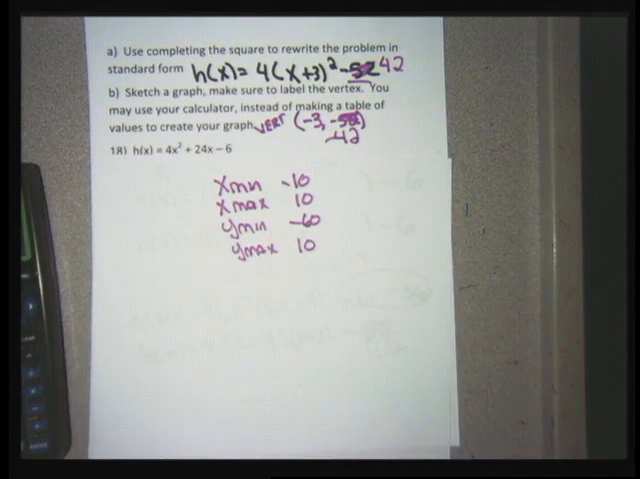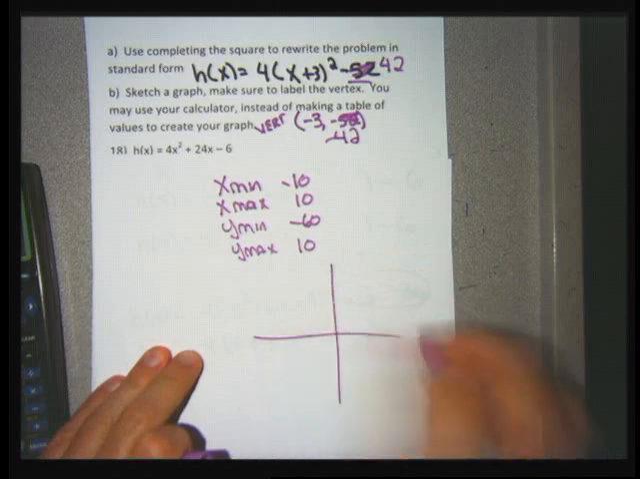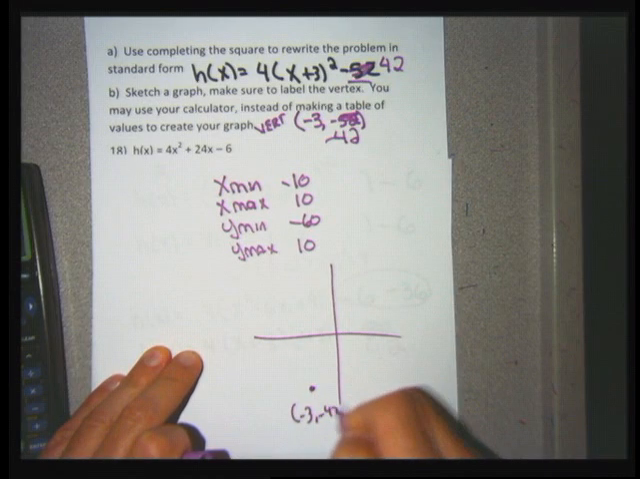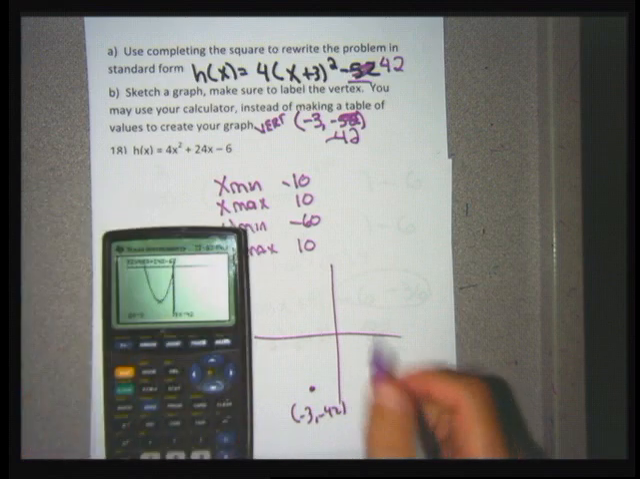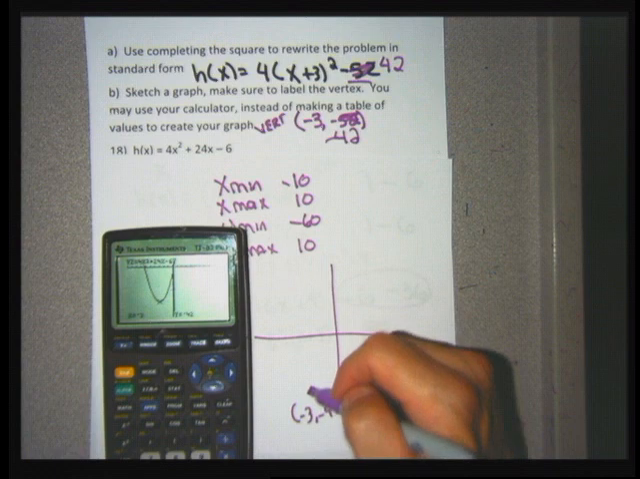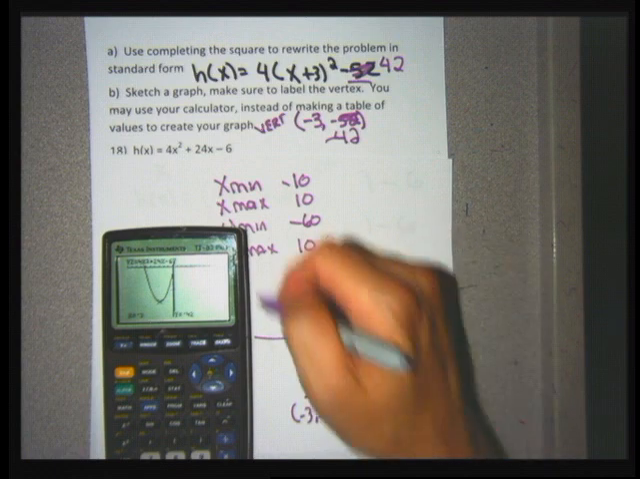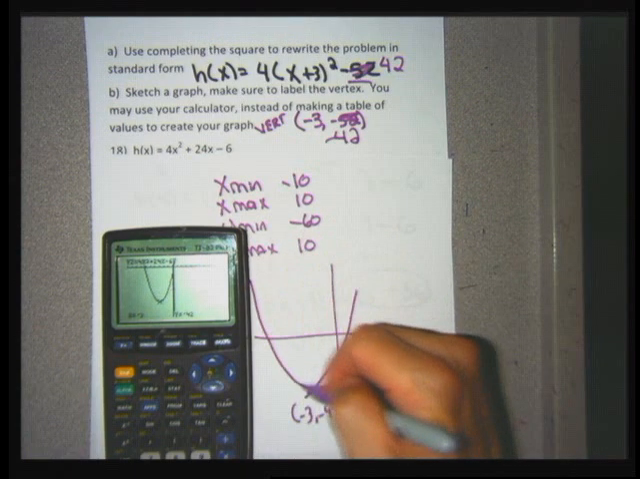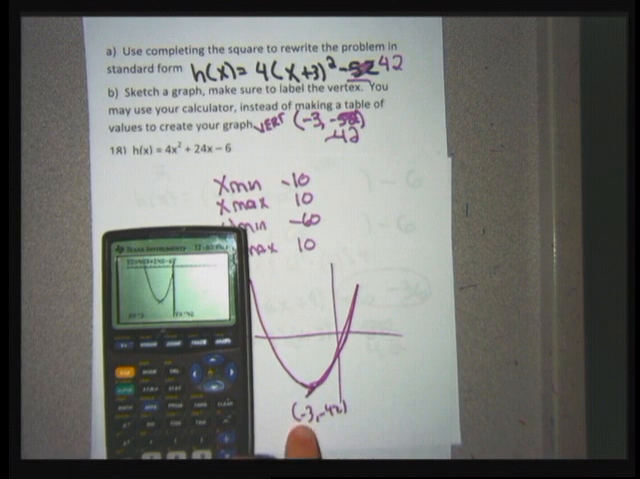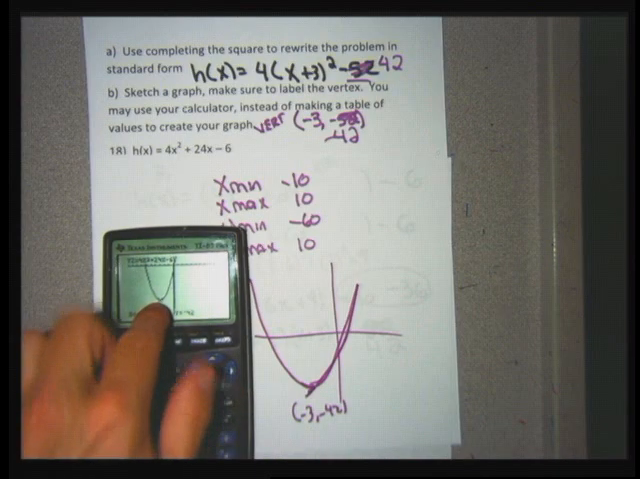So for a graph, I'm just copying this. This point down here, I'm calling the point -3, -42 without labeling anything. And the graph looks like it kind of goes like that a little bit. Again, I'm not looking for a beautiful graph. That's more than accurate enough, as long as you have the vertex labeled right and it looks remotely similar to what your calculator has.